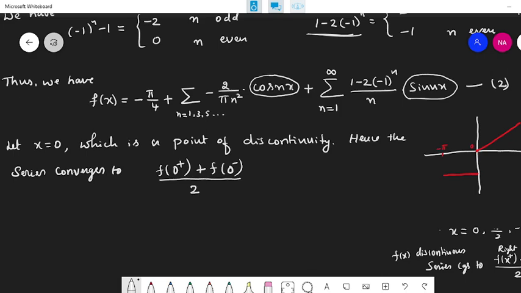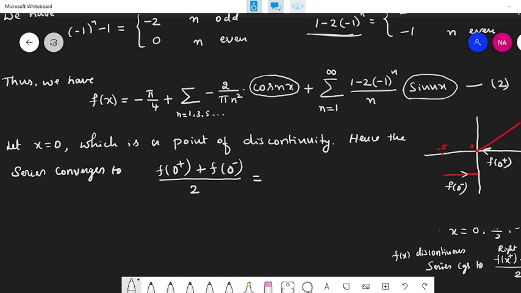f of 0 plus means from the positive side I have to take f of 0. This is f of 0 plus. From this side I have to look into the function. This is f of 0 minus. As the limit approaches from the left side and the right side, I have to compute them separately.